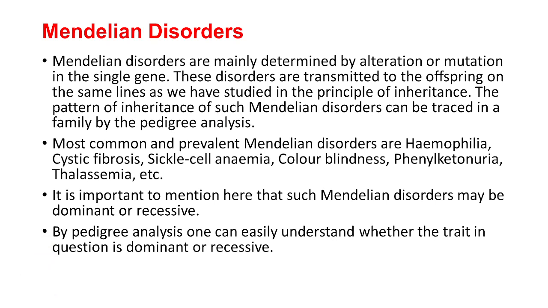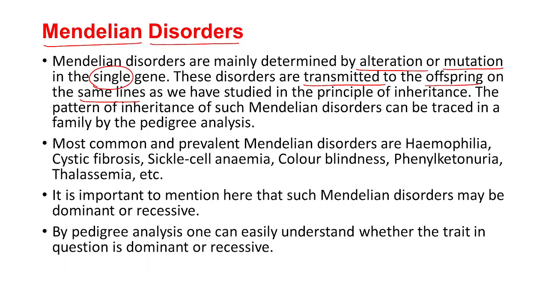As I have already told you, Mendelian disorders are mainly determined by alteration or mutation in a single gene. That is why they are also called gene disorders. Do you remember, they are determined by any change, defect or mutation in a single gene. And these disorders are transmitted to offspring on the same lines as we have studied in the principles of inheritance and variation, that is, to the next generation.